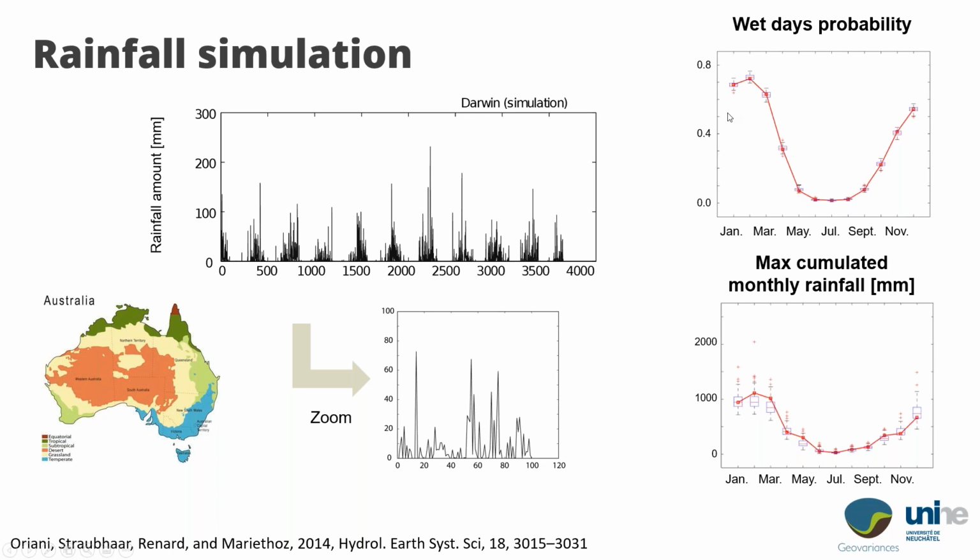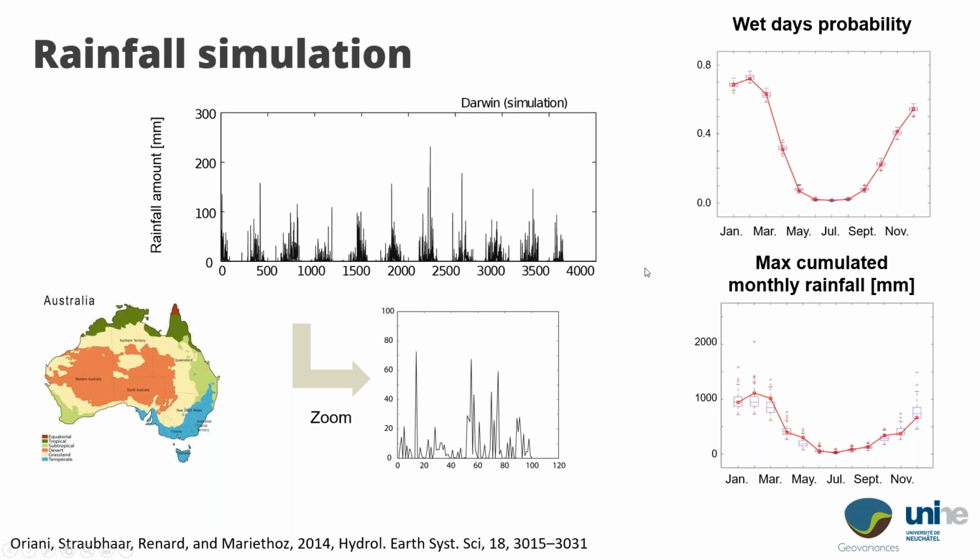So for example, we can count for every month the wet days probability, and in red you see the reference, and the box plots show the results of our simulations, and they fit very well the data. Same thing for the maximum cumulated monthly rainfall by month. We follow properly the statistics, but this is not imposed in the simulation. In the simulation, simply what we do is we give the training image, we have a few additional variables for the seasonality, and that works automatically.